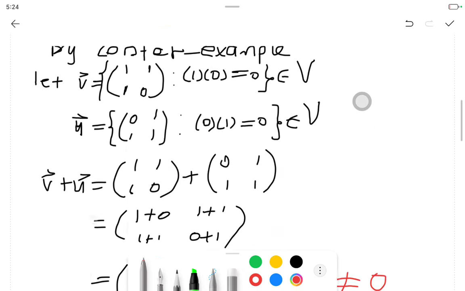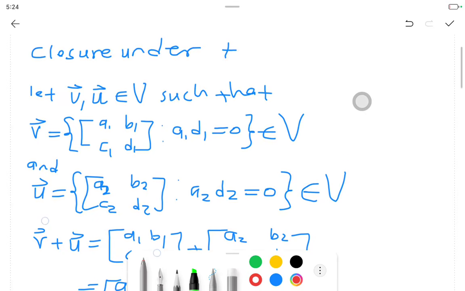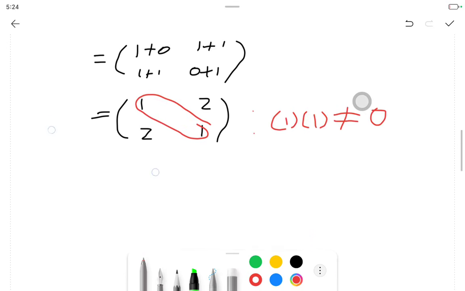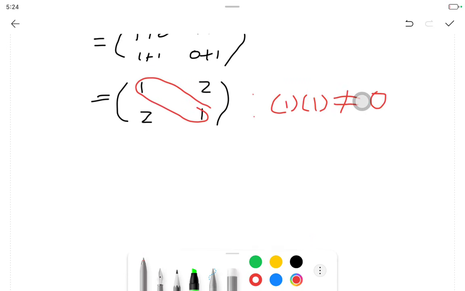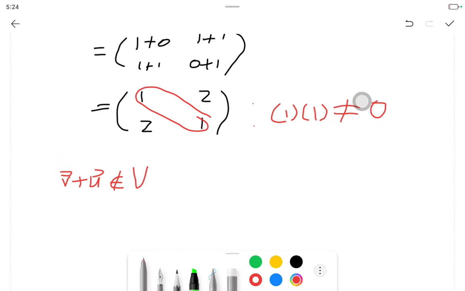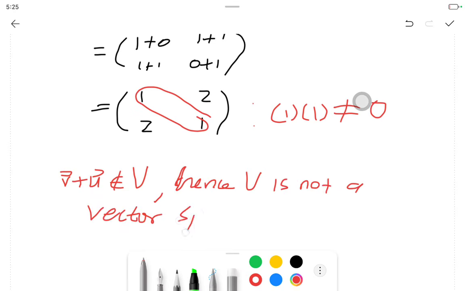Hence, this condition does not hold. You see, right, and this condition won't hold. It means that we must come and say that V plus U is not an element of V. You see, right now. Hence, V is not a vector space, since this condition does not hold.